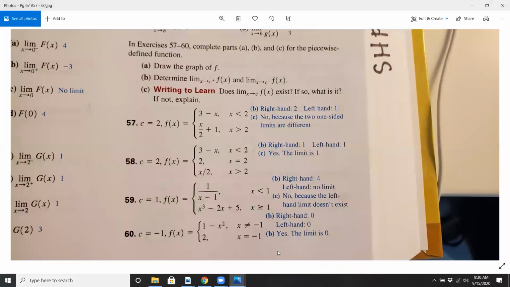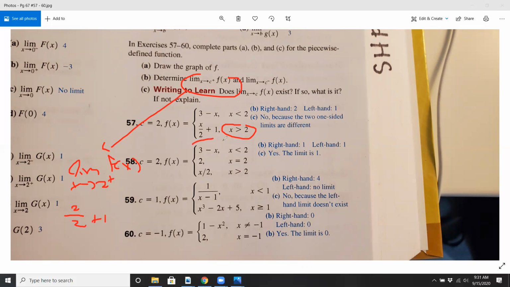So going back here again, you're trying to find RHLs and LHLs. RHL is when you're just going from the right side. So obviously when x is slightly bigger than 2 is your RHL. So your RHL right here for 57 is the limit as x approaches 2 from the right of f of x, which simply means I'm going to focus on this part because obviously x is slightly bigger than 2. So you can plug in 2 straight up, you get 2 over 2 plus 1 into this expression that is associated with that inequality. You get 2.